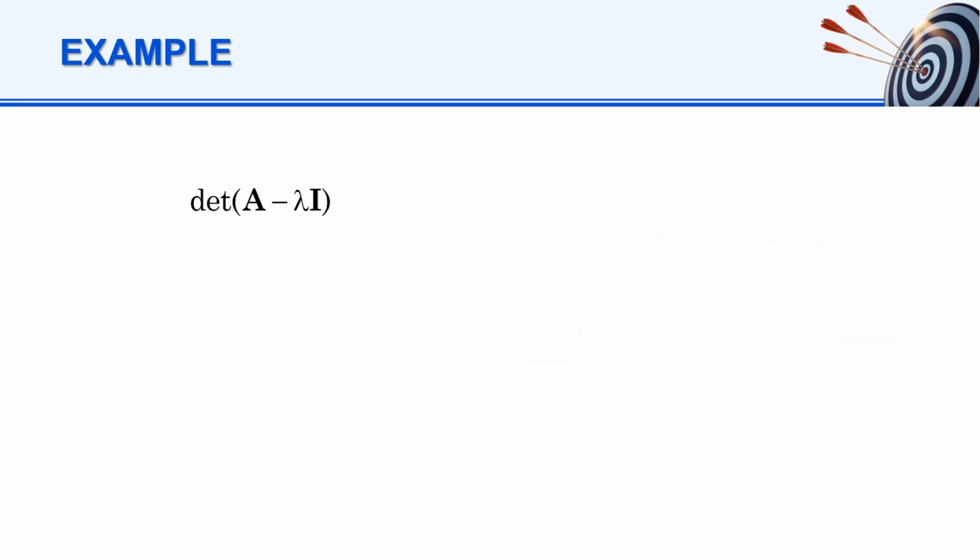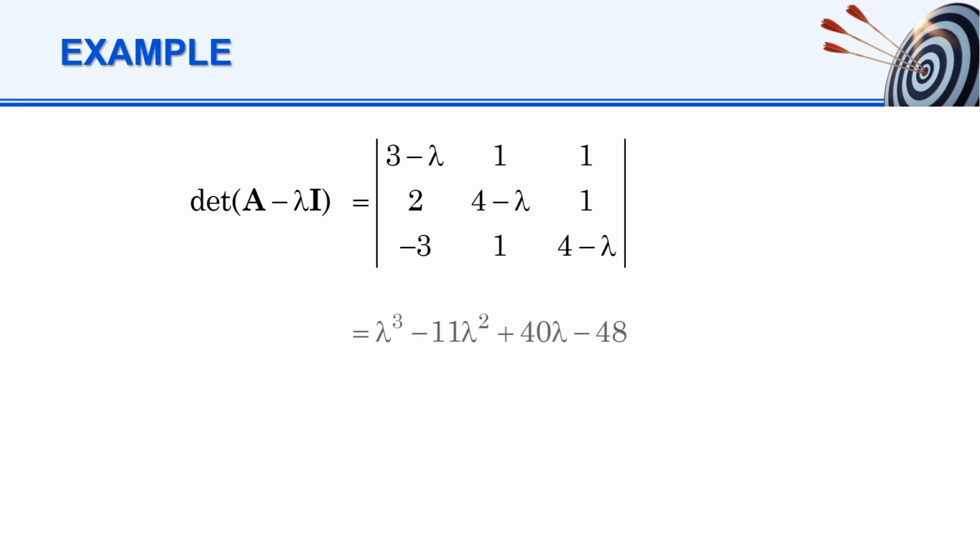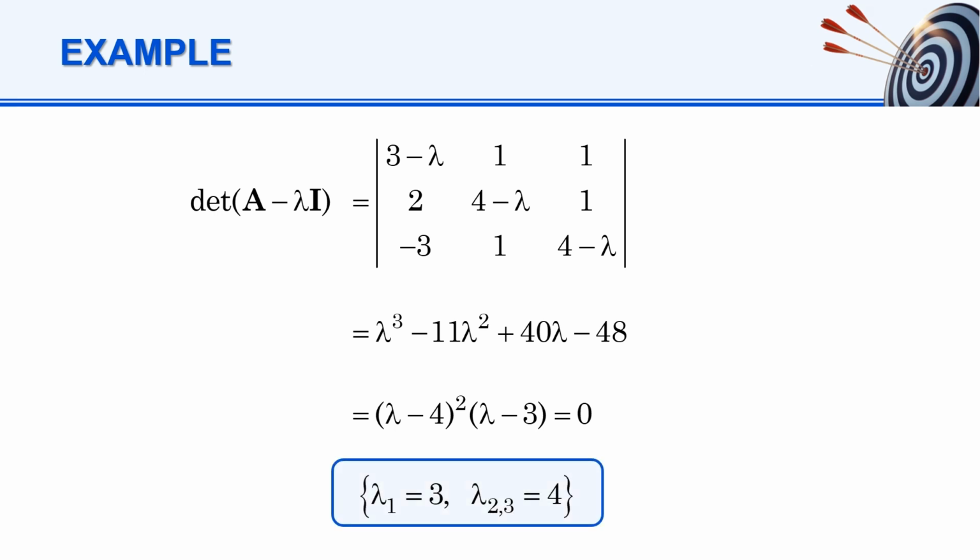To find the eigenvalues, we find the characteristic polynomial, which is a third-degree polynomial. The roots can be obtained using a root-finding algorithm. We then find λ = 3 and a repeating root at λ = 4. It turns out that the roots are located in the union of circles C1 and C2. With this note, we conclude this lecture.